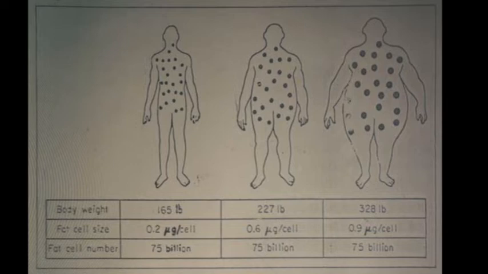You see, this is the body weight, and this is fat cell size and fat cell number. You see, fat cell number does not change, but the fat cell size increases in obesity. We can have an idea about the normal weight. First, the very simple way is the relationship between the height and the weight.